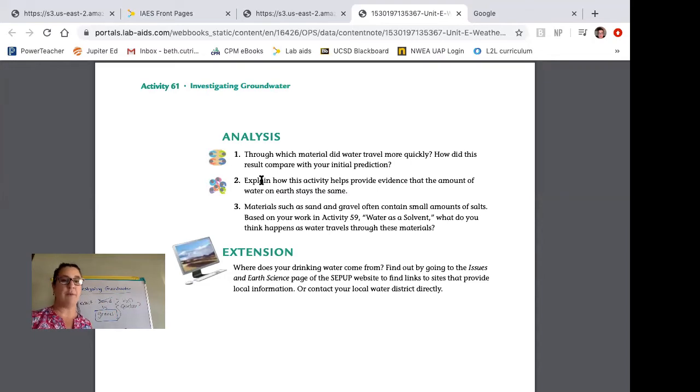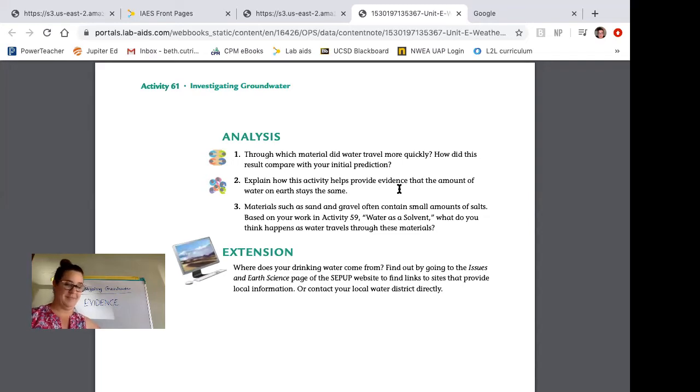Okay, thank you. Number 2, explain how this activity helps provide evidence. We like to have evidence, right? In all of our science activities that we do, we're looking for evidence. So this question asks for evidence that the amount of water on the earth stays the same. How does this activity provide evidence that the amount of water on earth stays the same all the time?